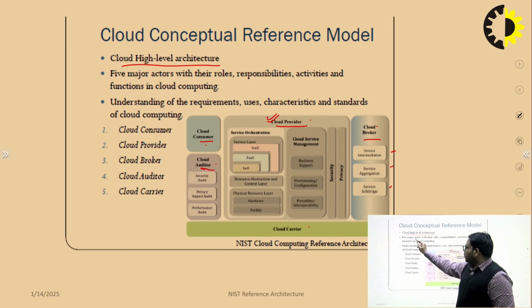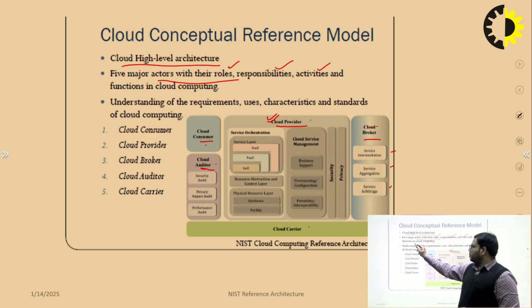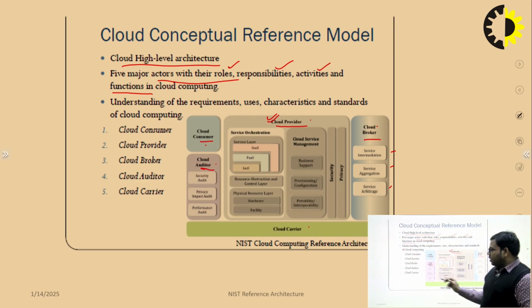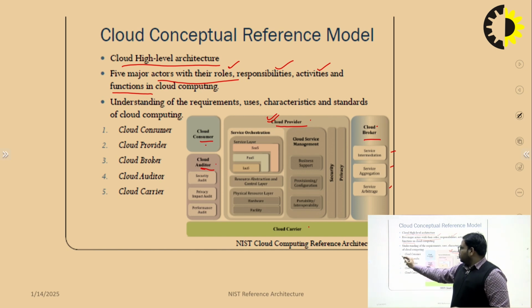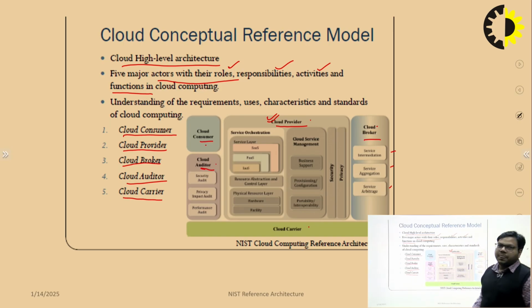There are five major actors. We are going to discuss in this model their roles, their responsibilities, the activities and functions they perform, and how they are correlated and complementing each other. First is the cloud consumer, second the cloud service provider, then the cloud broker, cloud auditor, and cloud carrier.